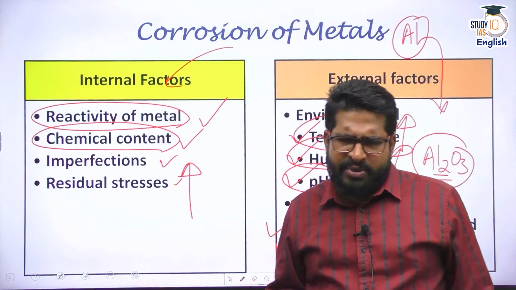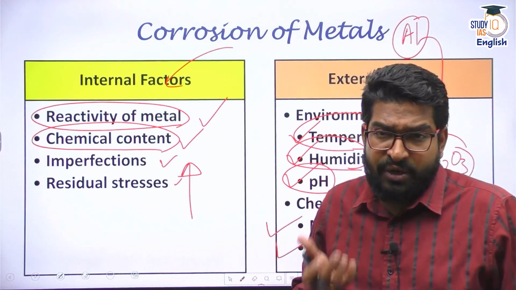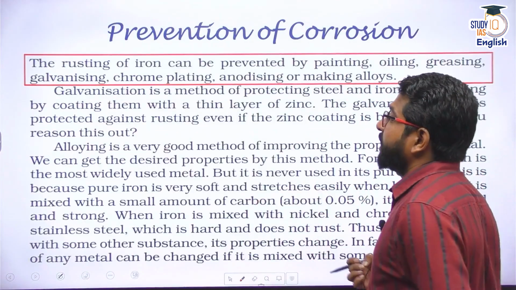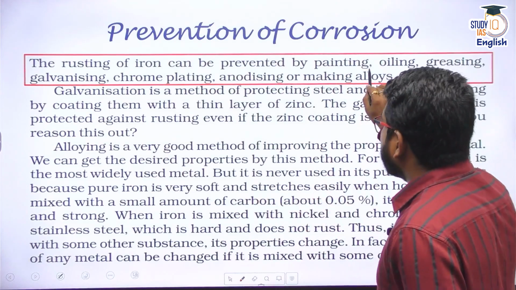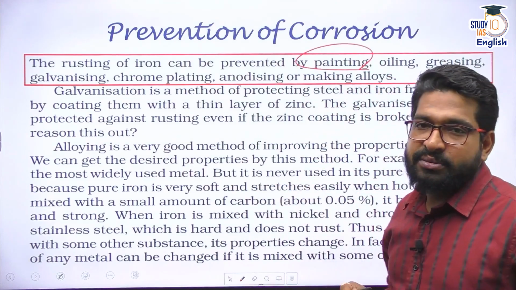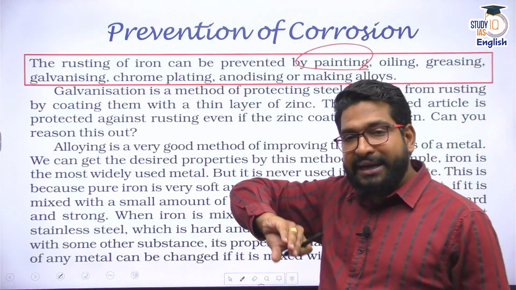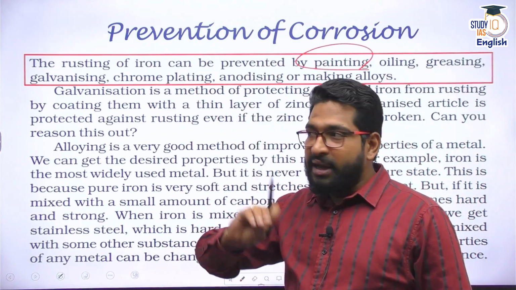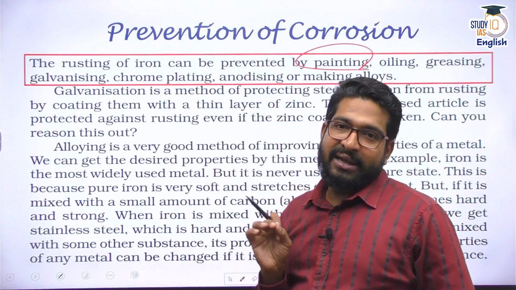So how do we stop it? We need to stop it, right? We need to stop corrosion. We need to stop that rusting. How do we stop rusting or corrosion of iron? Rusting can be prevented by painting iron. Simply paint it. That means you cut off the connecting link between iron and its environment. You cut off the link between iron and water, iron and air.